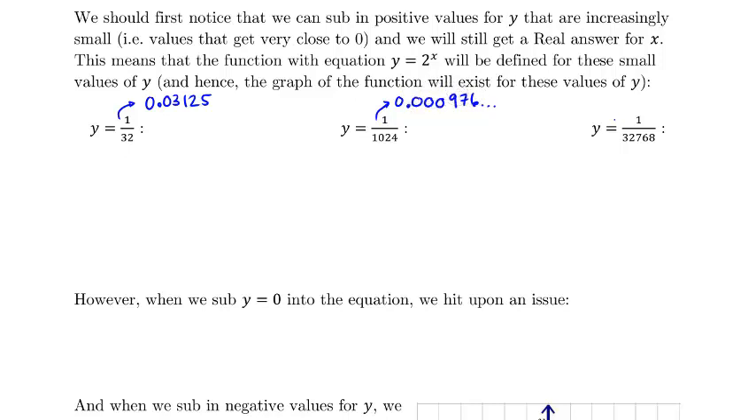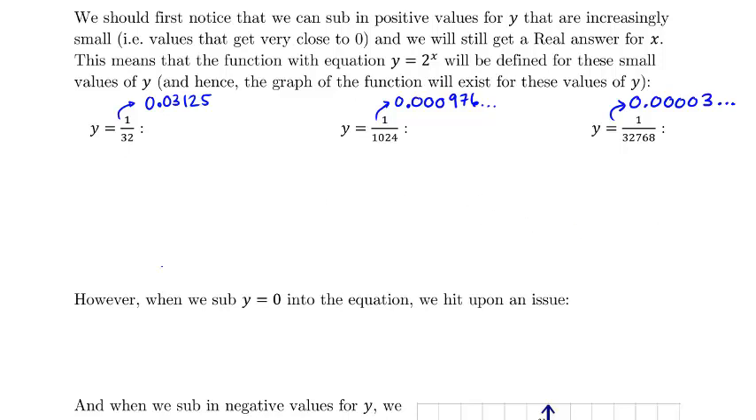But it's not as close as this value is to 0, guys. 1 over 32,768. That is 0.00003, etc., etc., etc. So I hope you agree with me, guys. These values are getting increasingly closer to 0. But when we sub these y values in, you're going to see that we still get an answer for x.